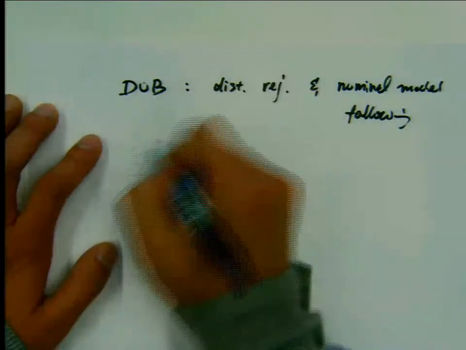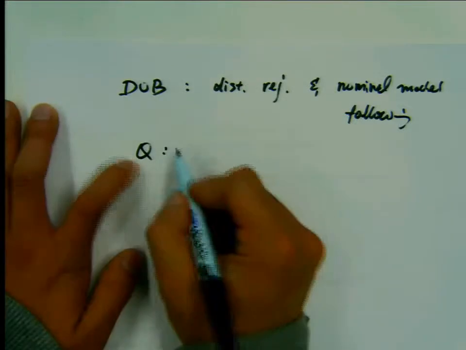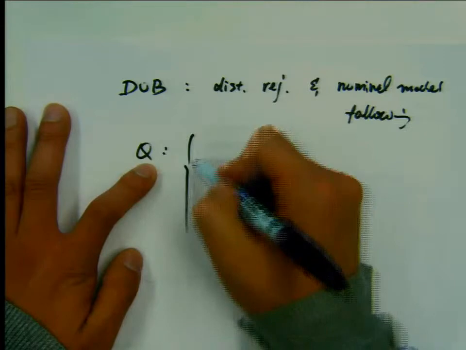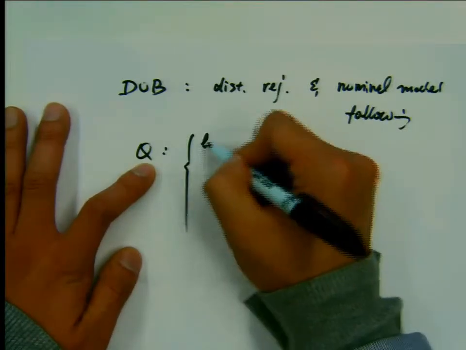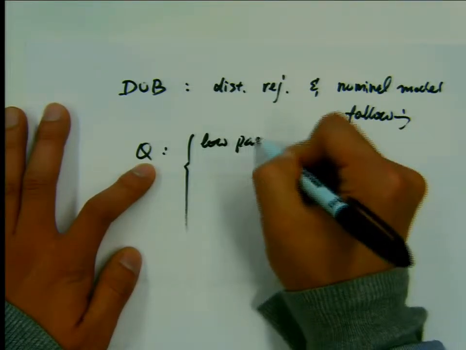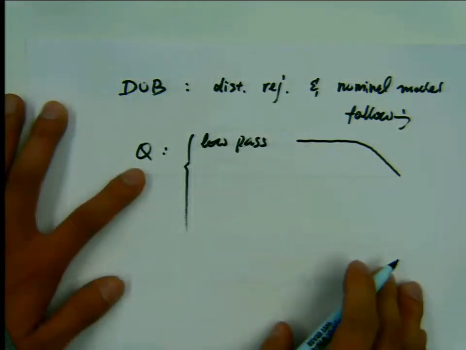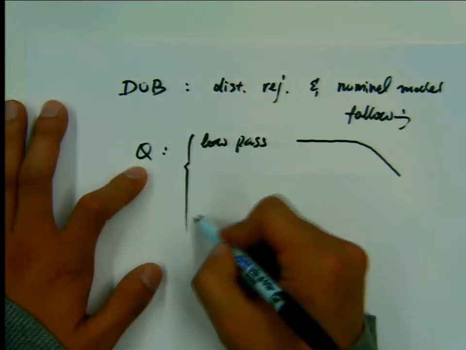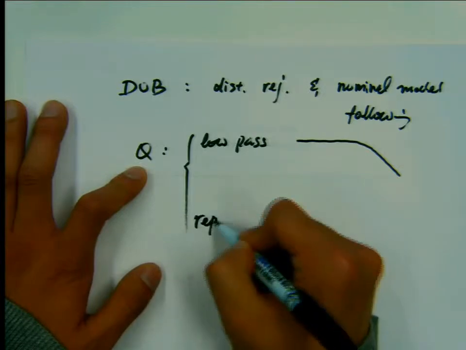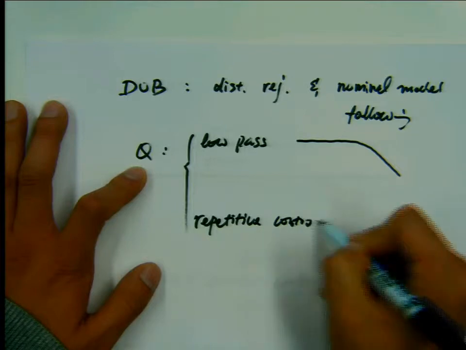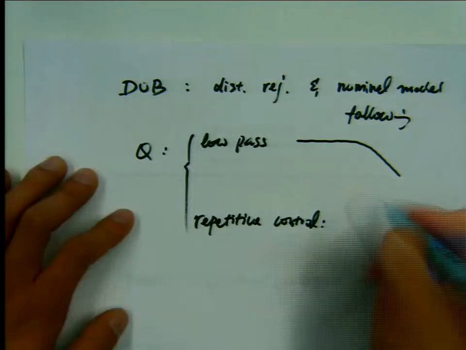Okay, we discussed how the design of Q should look. So we discussed at least two situations. First of all, it's a low pass filter. Okay, Q looks like this. And then we discussed for repetitive control, how a Q should look like.